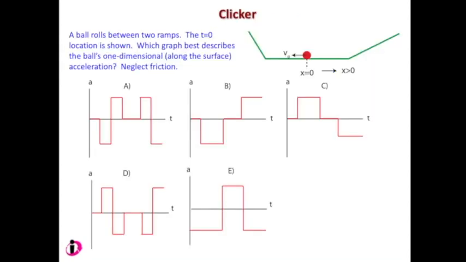Let's do another one. This one's a little more involved. So we have a ball that's rolling between two ramps, and it has an initial speed to the left. Right, so its initial velocity is to the left, and we're asking about the acceleration along the ramp. So don't worry about the x and y components, just how fast is it moving along the ramp, and how much is it accelerating in the plane of that ramp.